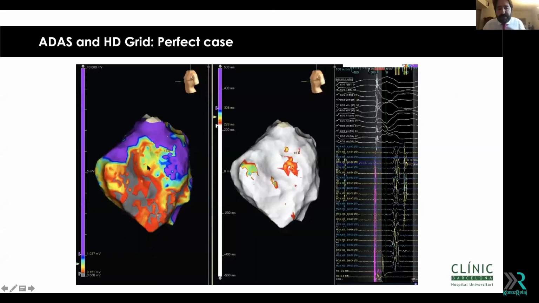This is the voltage map, so a clear scar here, a very heterogeneous scar with some channels going like this, going like this, going like this. And actually, these three late potentials areas corresponded with these three channels.